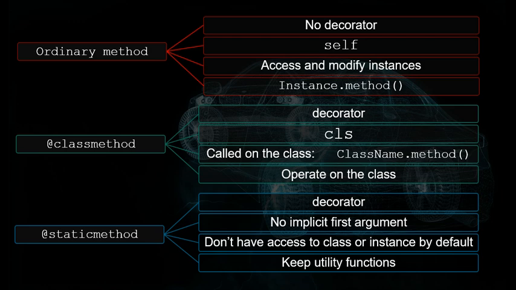static method that both use decorators. This is the decorator @classmethod for class method and @staticmethod for static method. Class method uses the cls word to mention the class itself. It is called on the class name dot method, and it operates on the class itself. But a static method doesn't need any implicit first argument because they don't have access to class or instance by default unless we say so, and they keep utility functions.